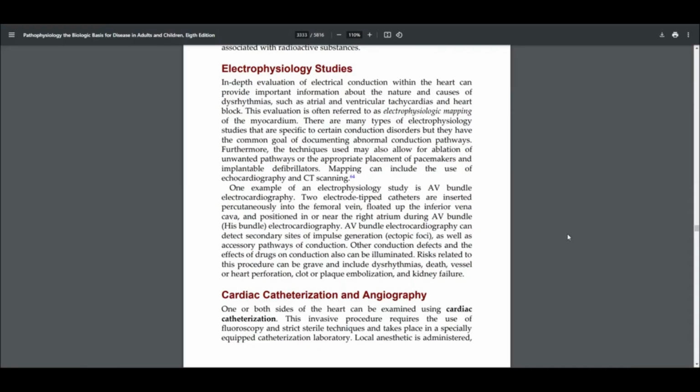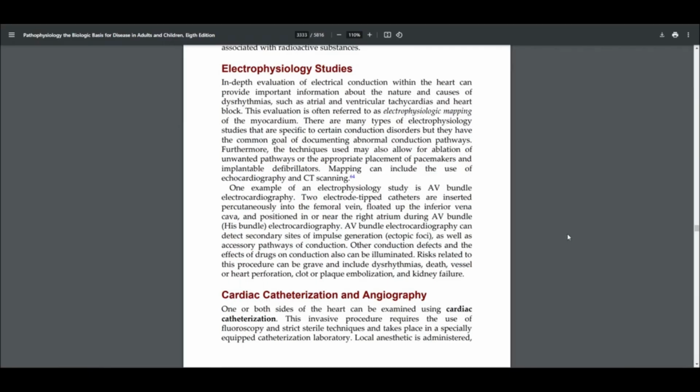Furthermore, the techniques used may also allow for ablation of unwanted pathways, or the appropriate placement of pacemakers and implantable defibrillators. Mapping can include the use of echocardiography and CT scanning. One example of electrophysiology study is AV bundle electrocardiography. Two electrode-tipped catheters are inserted percutaneously into the femoral vein, floated up the inferior vena cava, and positioned in or near the right atrium during AV bundle, or His bundle, electrocardiography.